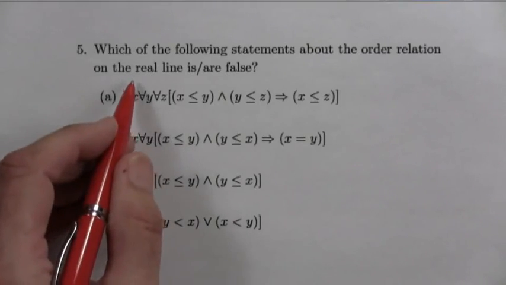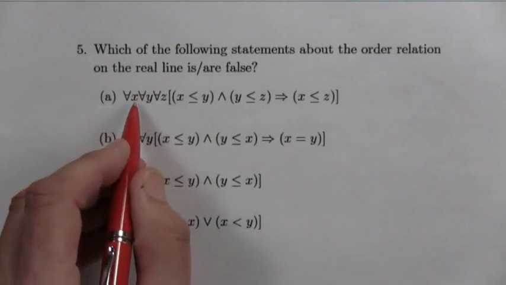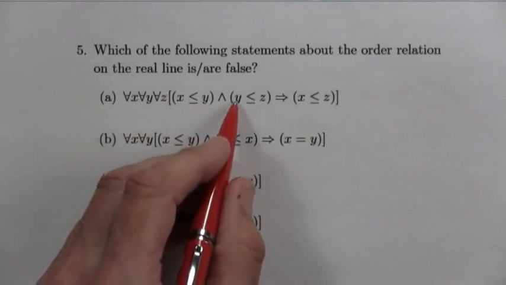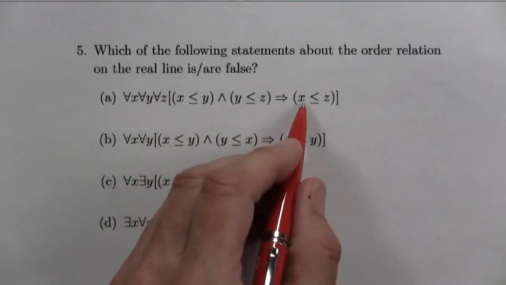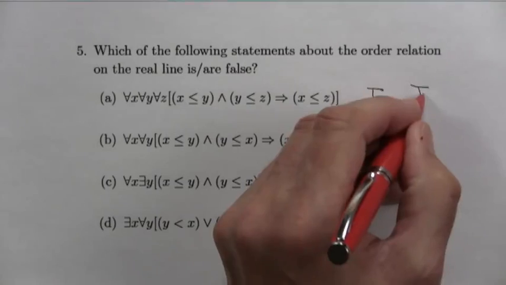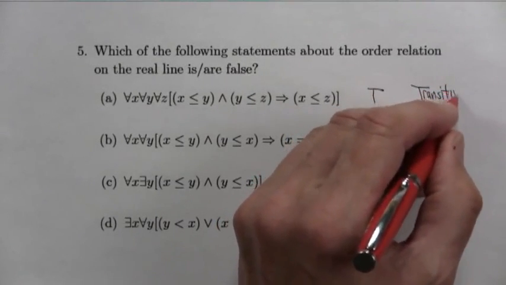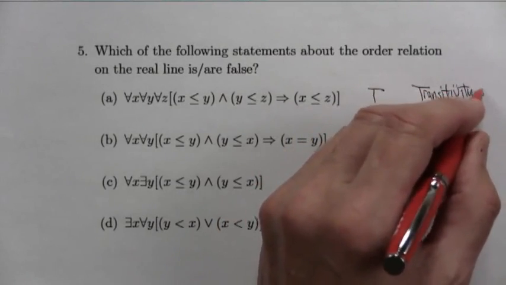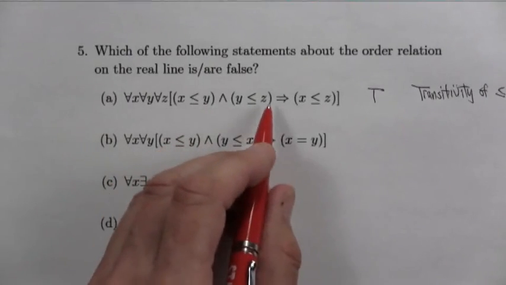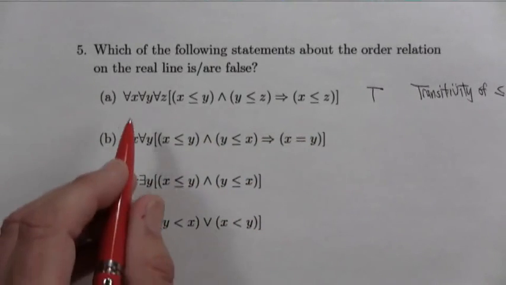Well, for question 5, we have to find which statements are false. Okay, so let's just see what they say. For all X, for all Y, for all Z, if X is less than or equal to Y and Y is less than or equal to Z, then X is less than or equal to Z. That's true. It's actually known as the transitivity of the order relationship. Okay, if X is to the left of Y and Y is to the left of Z, then X is to the left of Z. Okay, so that one's true.